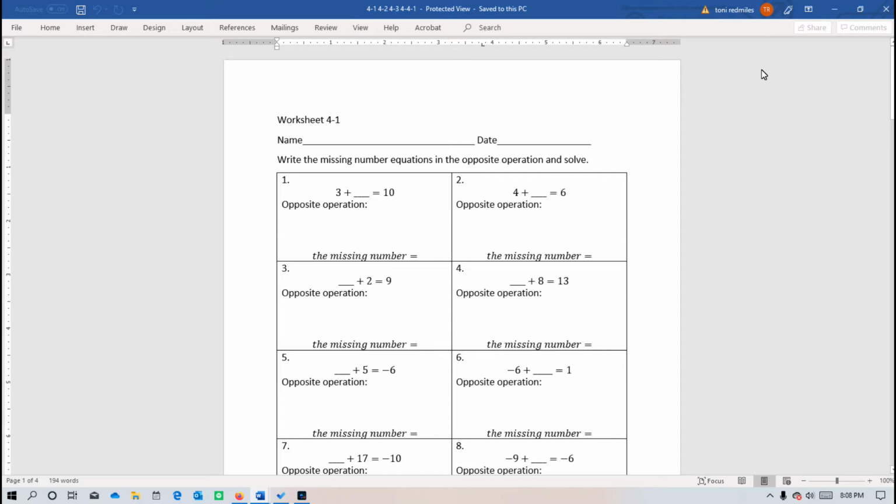This video is for the class Discovering Pre-Algebra. This is worksheet 4-1, the last topic of this class. And if you're in this class, you know the drill. I'm going to put up those answers here in a minute, and we're going to go through how I got these answers.